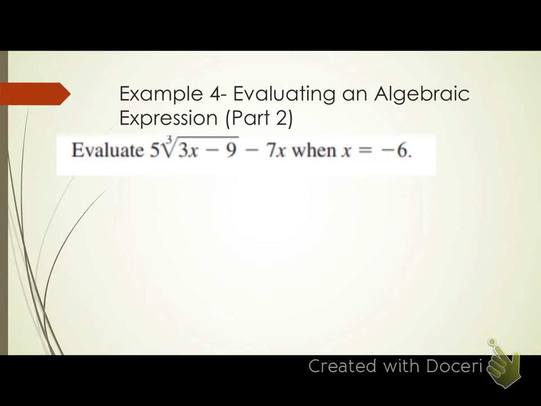This is my last example here. Evaluate 5 times the cube root of 3x minus 9 minus 7x when x equals -6. So the very first thing I need to do is plug in for x. What am I plugging in for x? -6. Anywhere in my expression that I see an x, I replace it with -6.